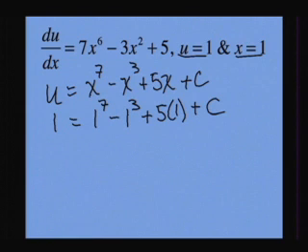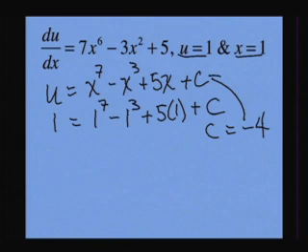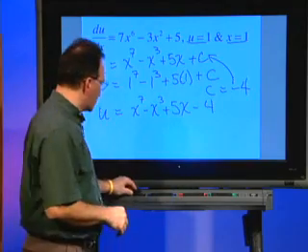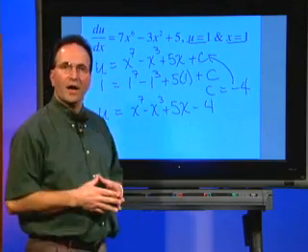In this particular case, we have 1 minus 1, which is, of course, 0. We subtract 5 from both sides, and we find that c is equal to -4. So now we can substitute that back into the general equation, and we get u equals x to the 7th minus x cubed plus 5x minus 4. And that would be the particular solution that you should have come up with on that particular problem.